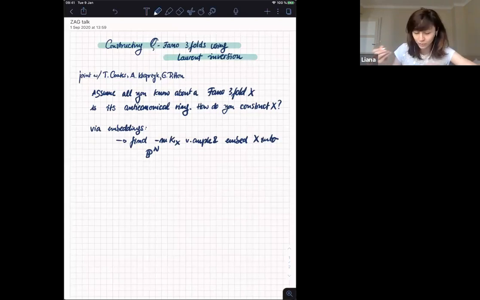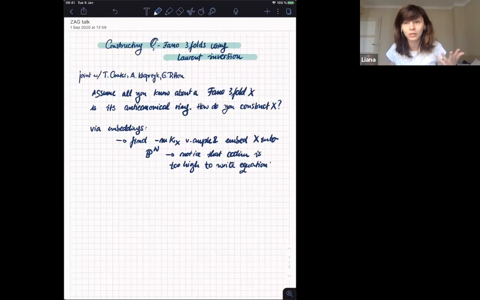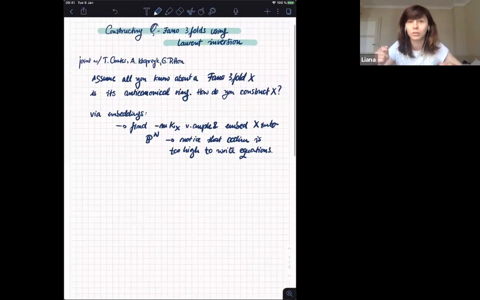Okay, you embed X into this P^n, but it depends now what find or construct means for you. So once you do this, you may notice that the embedding codimension here is too high in order for you to write equations down for X. Because you have structure theorems for these kinds of rings, the coordinate ring of X, which would be Gorenstein rings, and you know how to write these for certain codimensions, but if it's too high, you have no control on these equations.